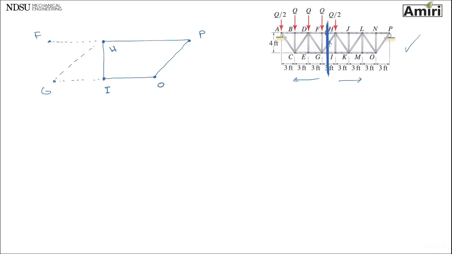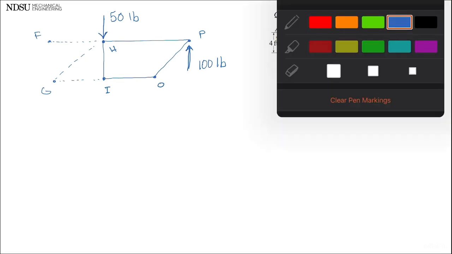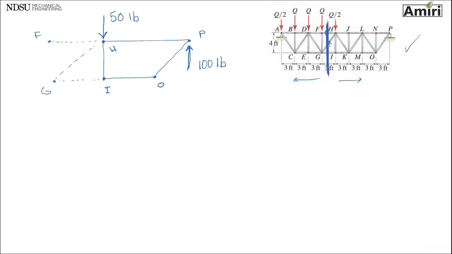Next step is put active forces on there. I have 50 pounds pointing down. Put reactive forces, which are Py of 100 pounds, which I already know. And the members, when I made the cut, the forces are going to reveal.